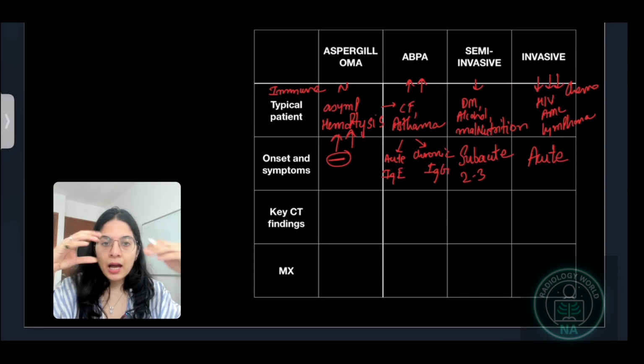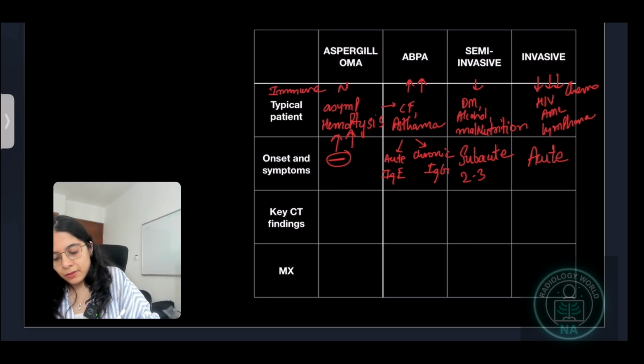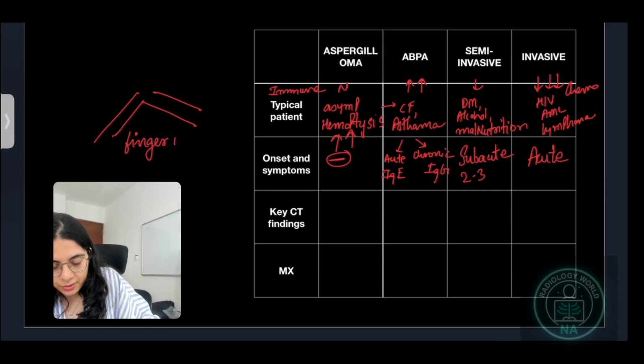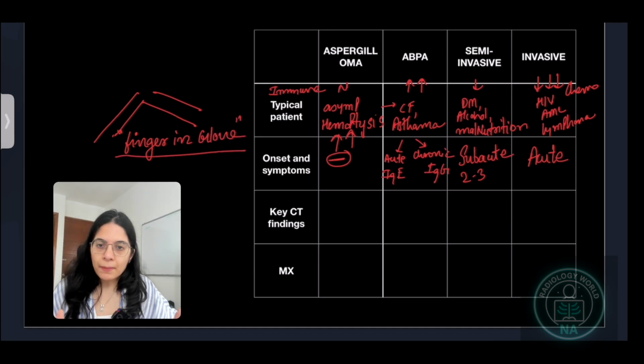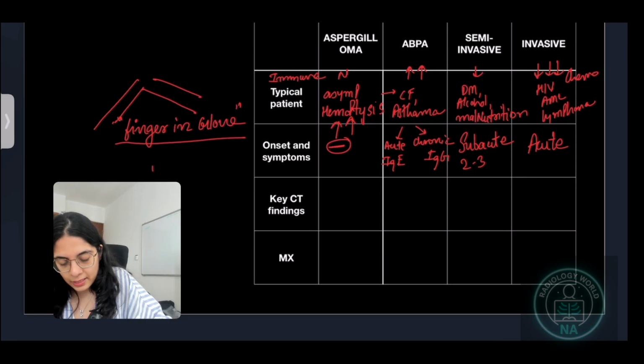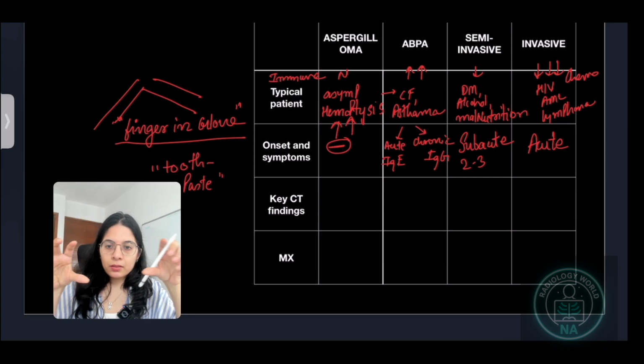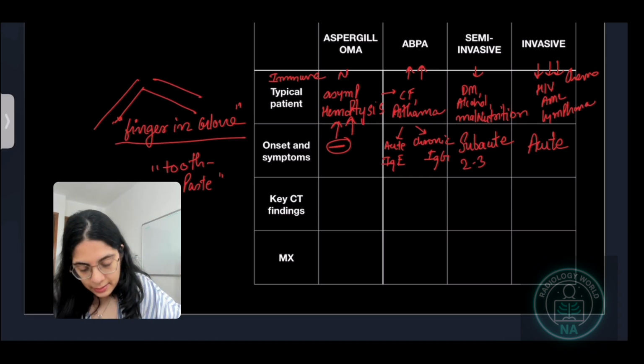This central bronchiectasis and mucus plugging is also something very commonly tested, and which I forgot to mention in ABPA. If they give you this chest x-ray, this classical sign is also called the finger-in-glove appearance. So they will give you an x-ray with a finger-in-glove type of appearance. This is also called a toothpaste sign. Why toothpaste? Because it looks like a tube that has been completely filled with mucus plugging. So this is about the key CT findings.